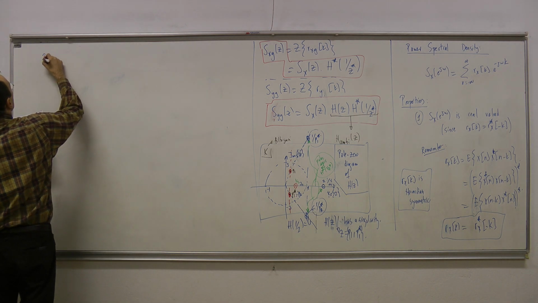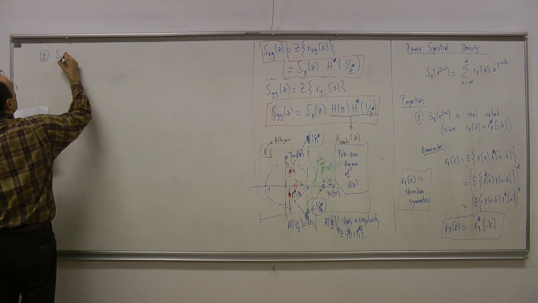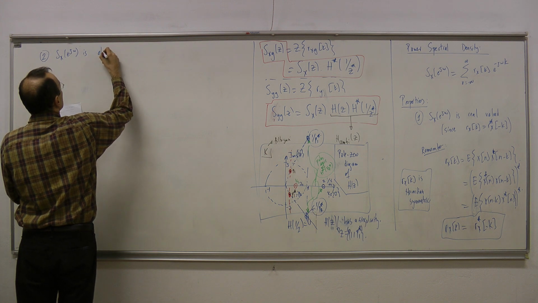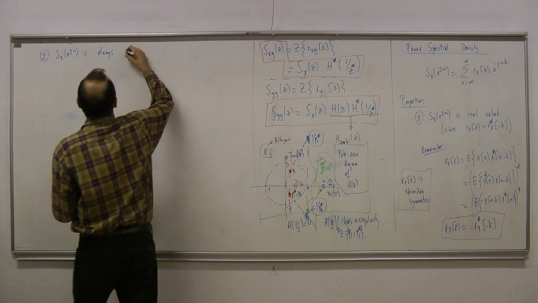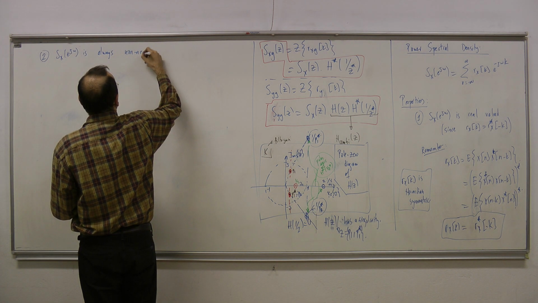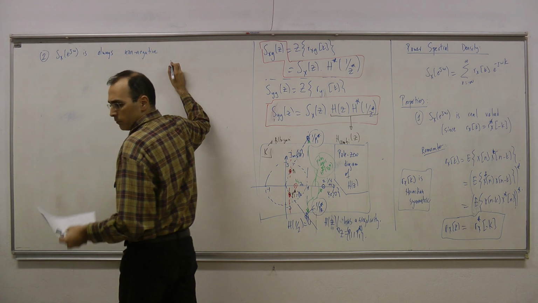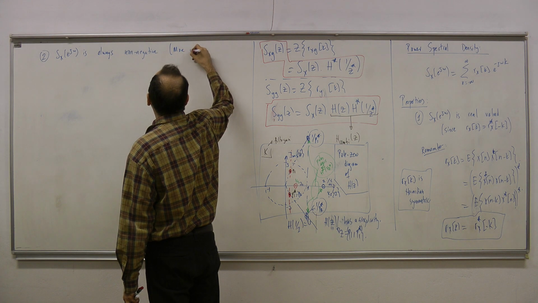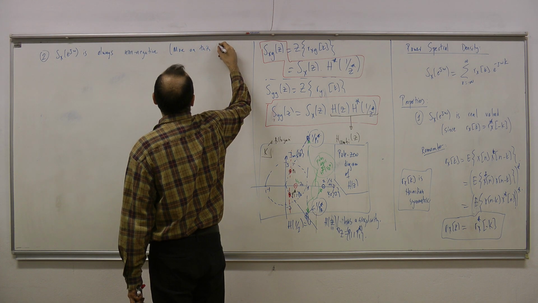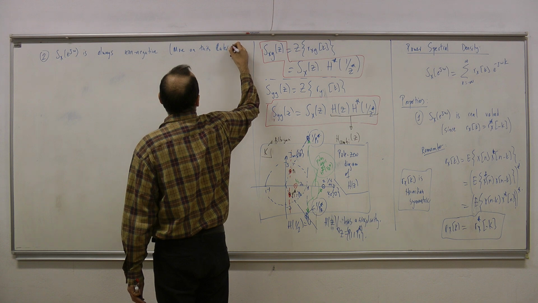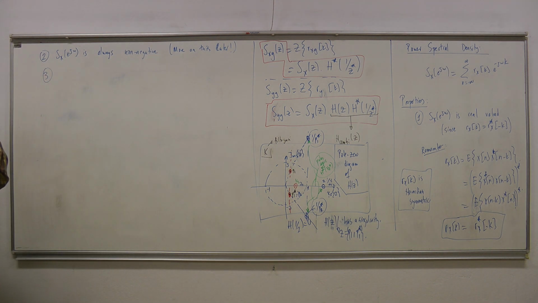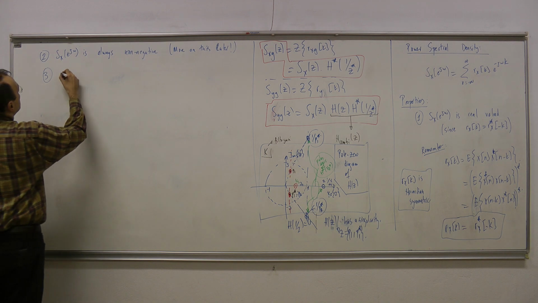Number 2, Sx, the power spectral density, is always non-negative. I will prove this later, more on this later, because this is important for our purposes. So let's accept this for now. Number 3, so what is number 3?